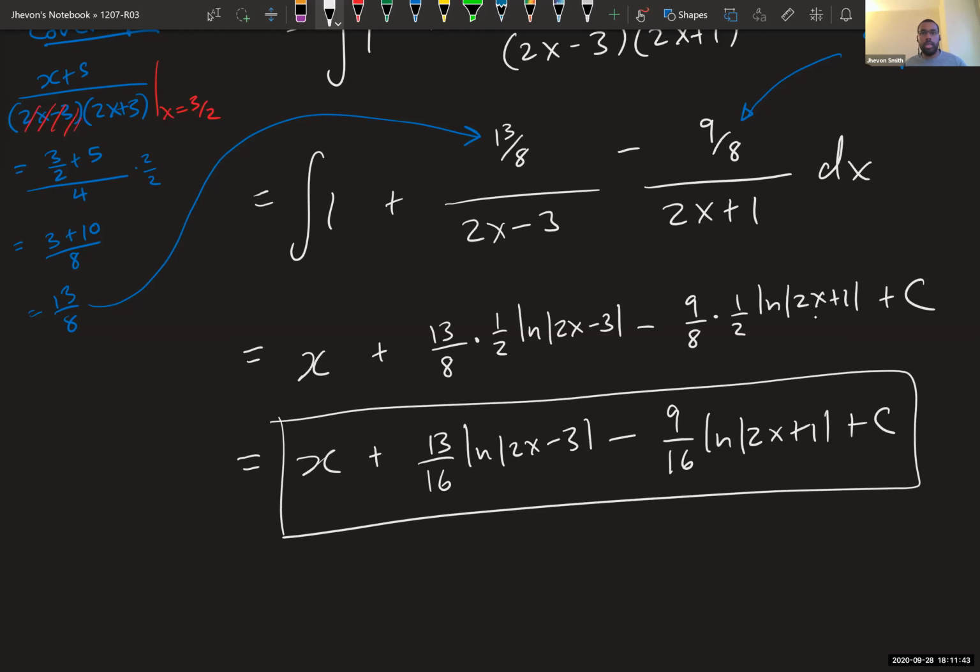Professor? Yes. Oh, I was just going to ask where that 1/2 comes from. I don't know if that was the same question. Substitution, right? u equals 2x minus 3. Your du would be 2 dx. So 1/2 du equals dx. Then the integral would become 1/2 the integral of 1 over u, which is ln of absolute value of u. So the 1/2 comes from the substitution.